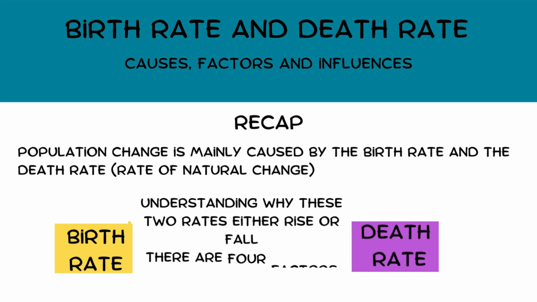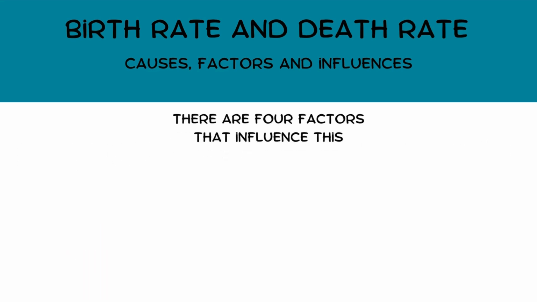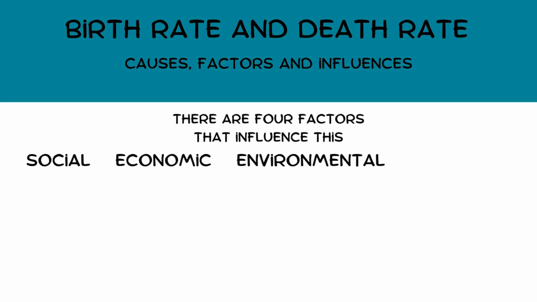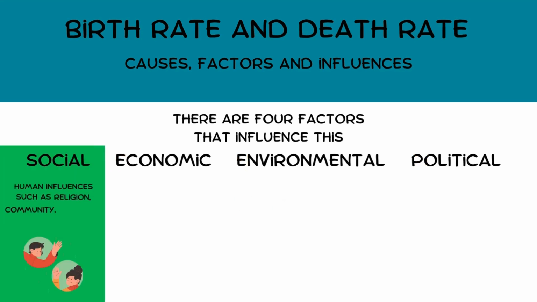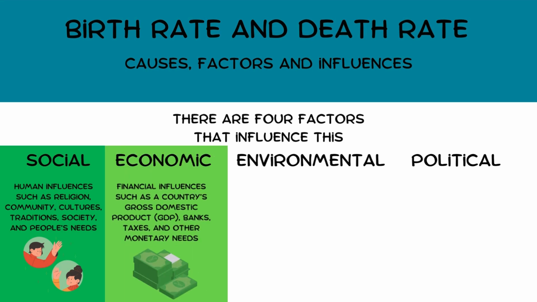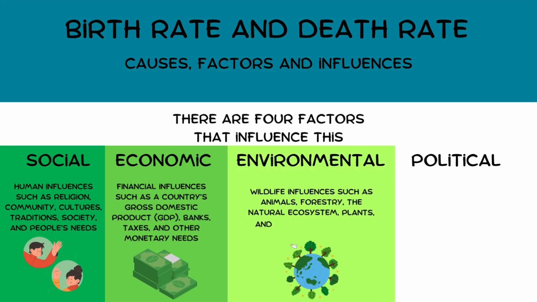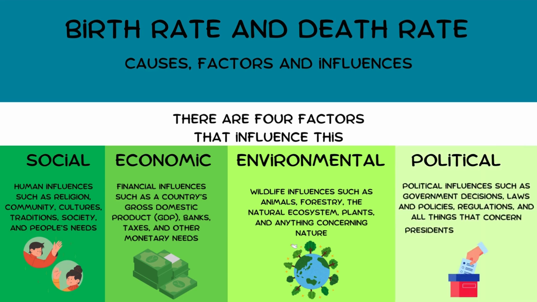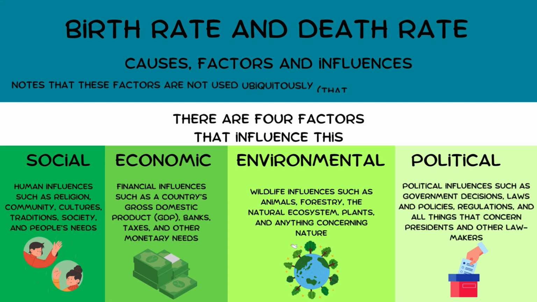To do this, we would have to look at four crucial factors: social, economic, environmental, and political, or SEEP factors. Social factors refer to human influences like religion, community, cultures, or people's needs. Economic factors refer to financial needs, such as a country's gross domestic product or GDP. Environmental factors refer to wildlife, animals, and the natural ecosystem. Political factors refer to governmental laws, policies, and regulations. Note that these four factors aren't used ubiquitously, so some causes may not use all four factors.